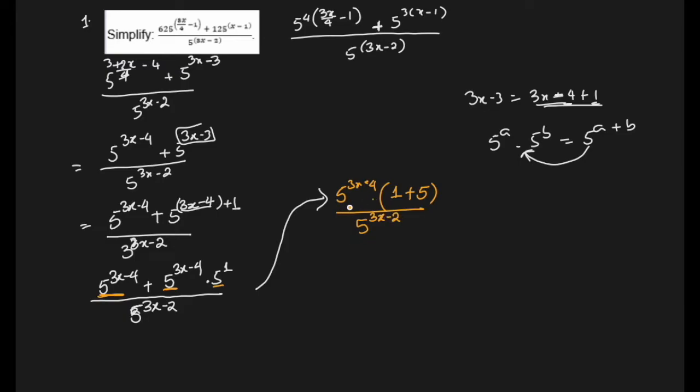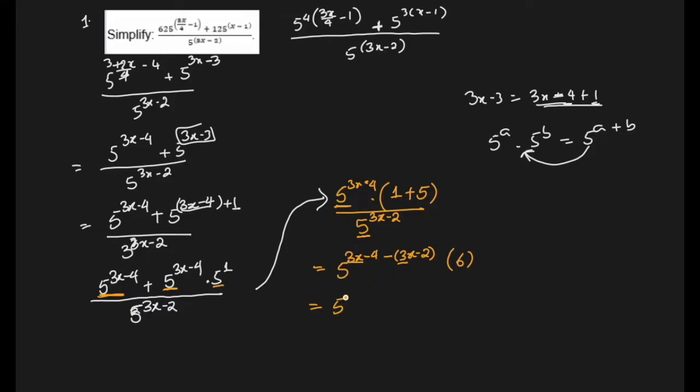Now these two are multiplying. That means same bases, their exponents can be subtracted now. So we can write 5 to the power 3x minus 4 minus 3x minus 2. It is only possible if they are multiplying and dividing, okay? Otherwise, we wouldn't have been able to do this. So 1 plus 5 is 6, which is separate. So here we get what?